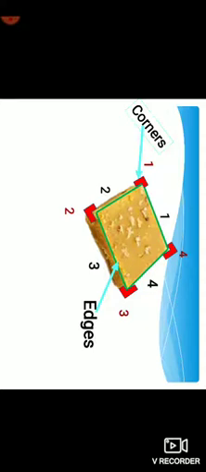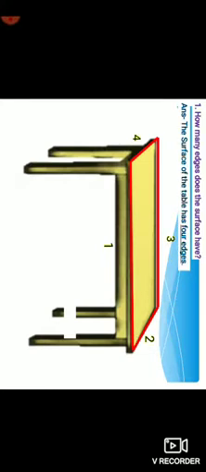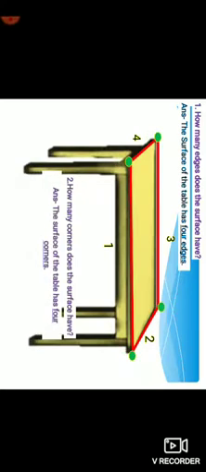Now let's take a small test. See this table. Observe the surface of a table. The surface means this portion. Can you tell me now how many edges does the surface have? That's correct. The surface of the table has 4 edges. How many corners does the surface have? Very good. It has 4 corners.